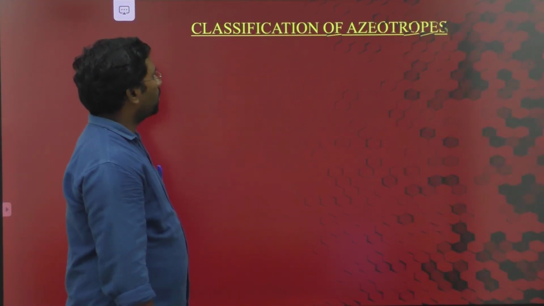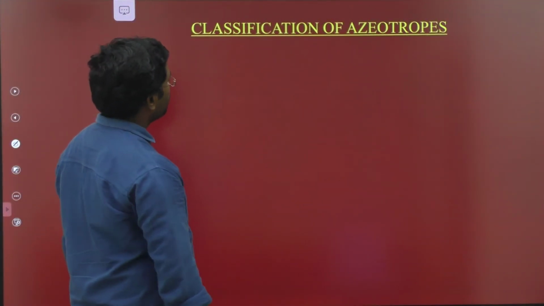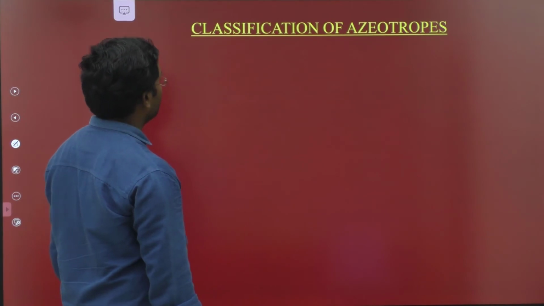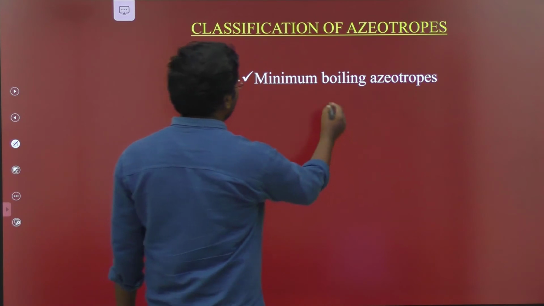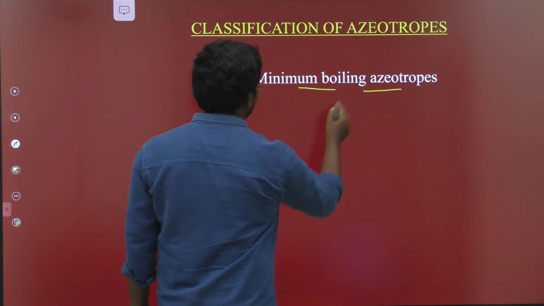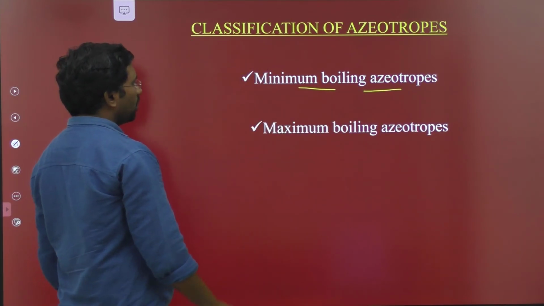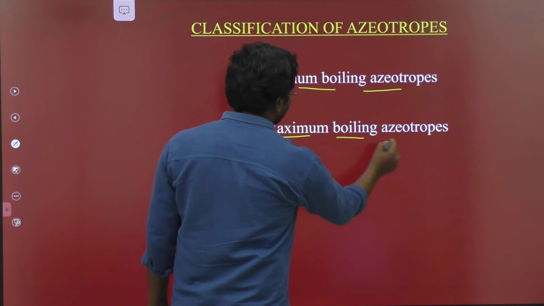Our next important point regarding azeotropes is the classification of azeotropes. Azeotropes can be classified in two ways. The first one is minimum boiling azeotropes, and the second one is maximum boiling azeotropes.